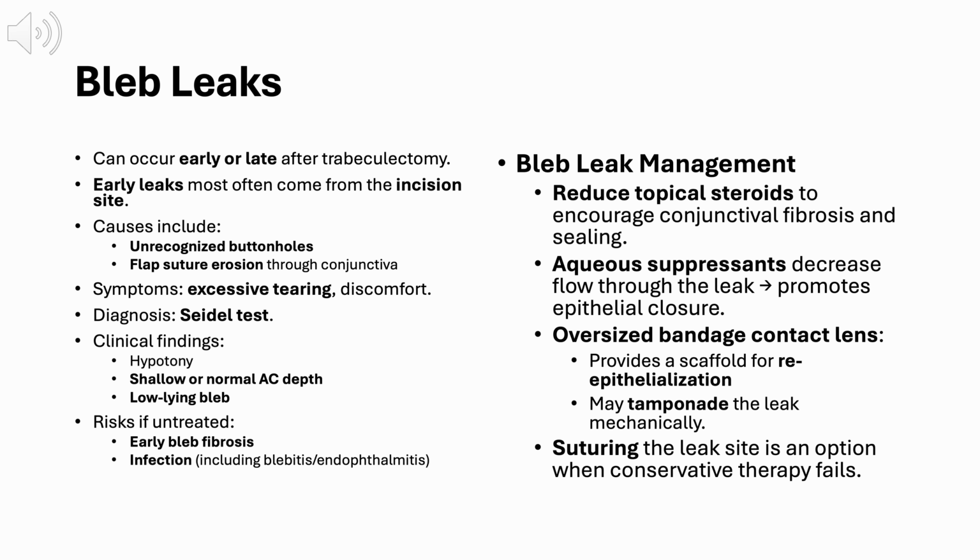Bleb leaks can occur early or late after trabeculectomy, and the timing often gives you a clue to the underlying problem. Early leaks almost always originate at the incision site, typically an unrecognized buttonhole made during conjunctival dissection or erosion directly over a flap suture. Patients usually complain of excessive tearing or irritation, but clinically what matters is confirming the leak with a Seidel test. On exam, these eyes often show hypotony, a shallow or normal anterior chamber depending on the degree of leakage, and a low-lying bleb because the fluid simply can't accumulate.